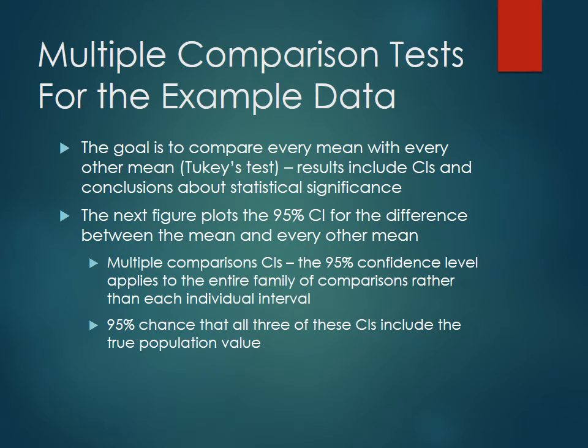There are lots of different ways to do it. One of them is Tukey's test, which compares every mean with every other mean and includes confidence intervals. This will allow us to make conclusions about statistical significance. I'll show you an example of what those graphs look like in just a second. The next figure plots the 95% confidence interval for the difference between each mean and every other mean. Essentially you're looking at the difference in means between each group, and based on that you can get confidence intervals and a p-value that tell you whether or not you've achieved significance for those individual groups.